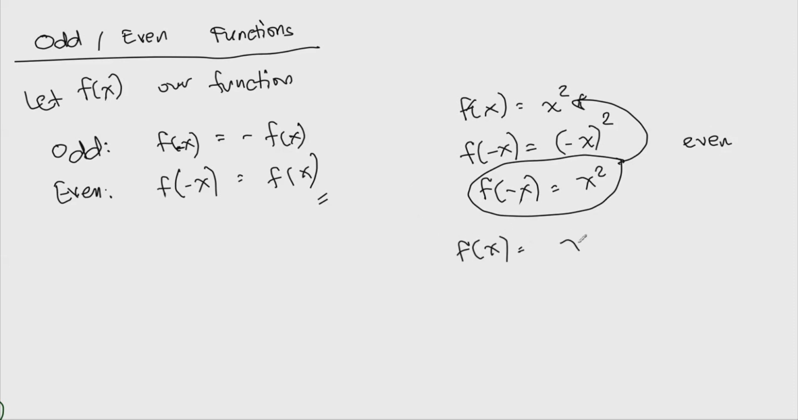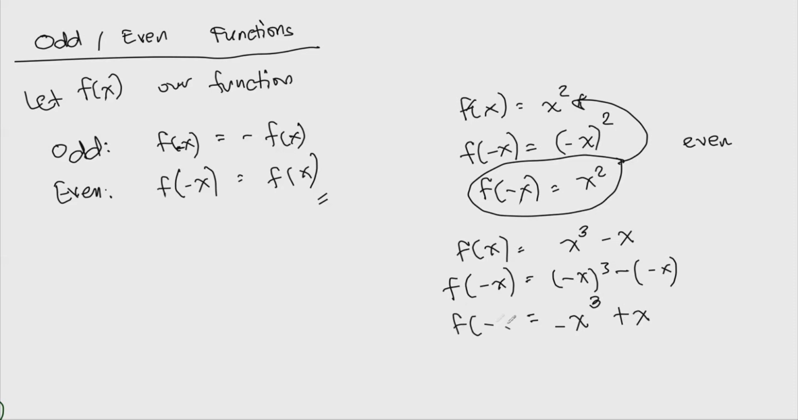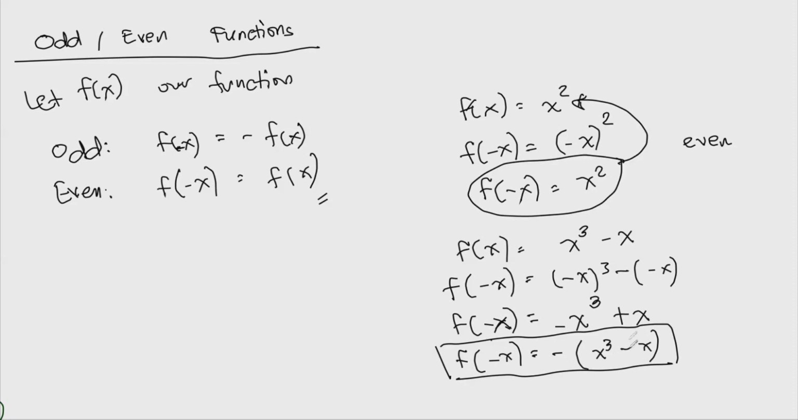Now let's try something like x cubed minus x. If we have something like this, then we substitute negative x into the equation. So we get negative x cubed minus negative x. And then what we get here is negative x cubed plus x. So f of negative x is negative x cubed plus x. And now if we want to factor out negative 1, what we get here is negative of x cubed minus x. So f of negative x is equal to the negative of x cubed minus x.